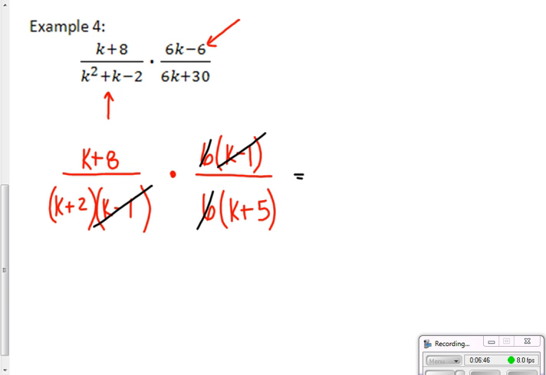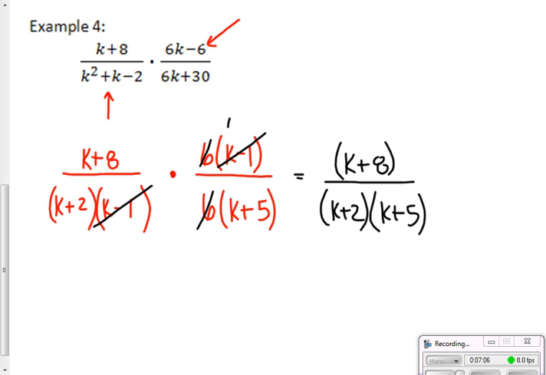So basically what I would wind up with is, in my numerator, k plus 8, and this really would be times 1. So I have k plus 8 over, on the bottom, what I'd be left with is k plus 2 times k plus 5. You can multiply it out, however, it's not necessary. So this here in example 4 would be our answer. This will conclude lesson 52, multiplying rational expressions.